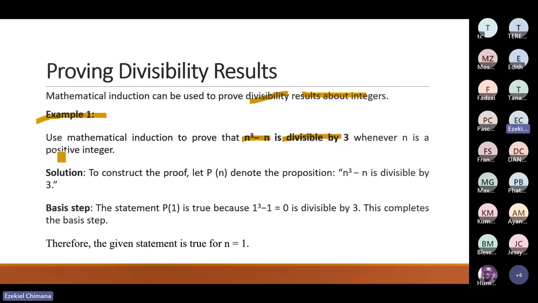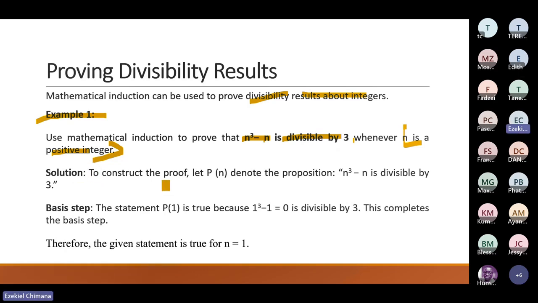Whenever n is a positive integer, we are saying n cubed minus n is divisible by 3. So remember, here we are saying positive integer. On your basis step, on the P of n, remember to put a number which is in this domain, which is positive integers. So, solution.